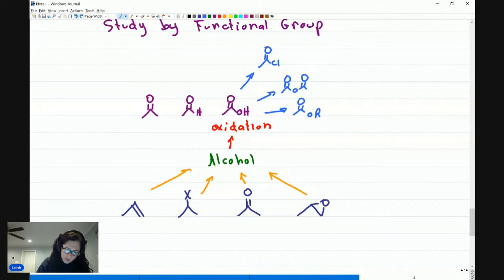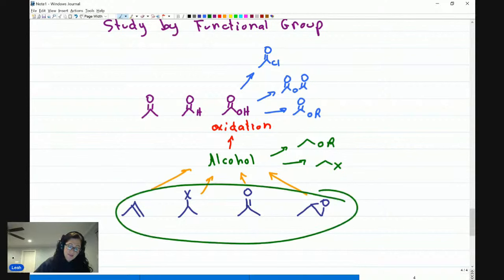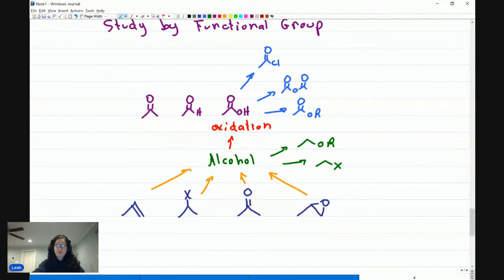I'll give you a couple more food for thought so that you can go home and play with this even more. I can turn that alcohol into an ether. I can turn that alcohol back into an alkyl halide, and I did it here primary. You could do it as secondary. I can turn that alcohol back into anything that it came from with the right number of steps.